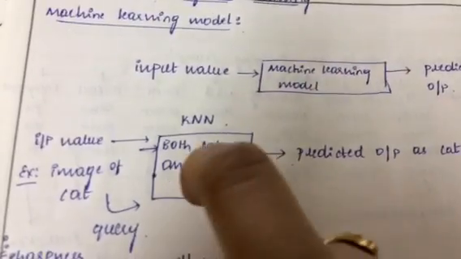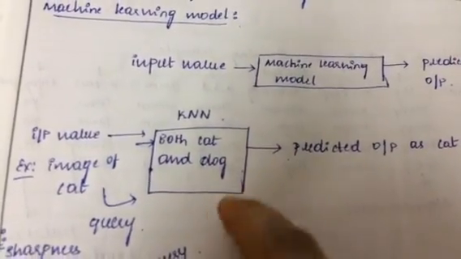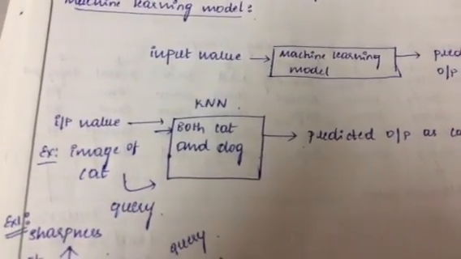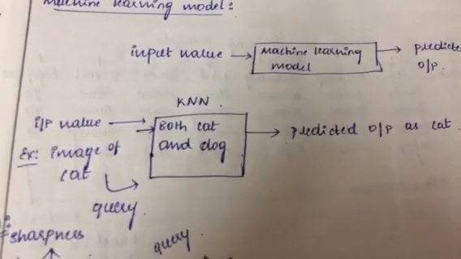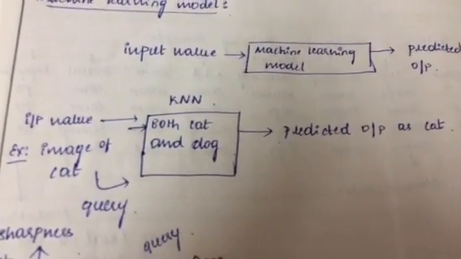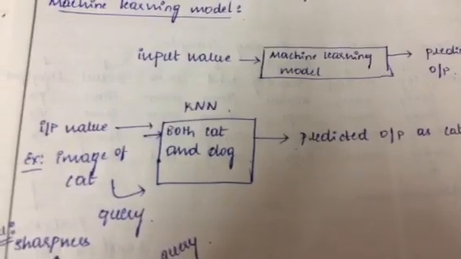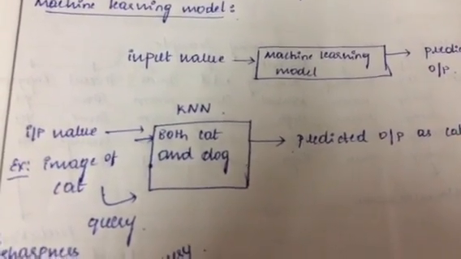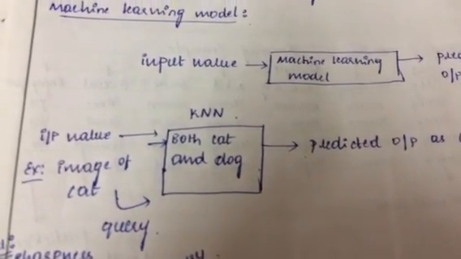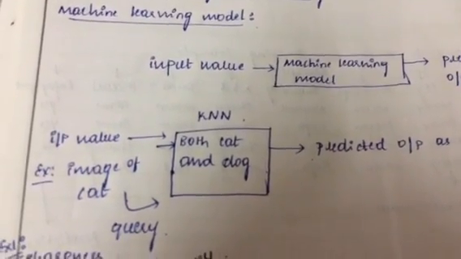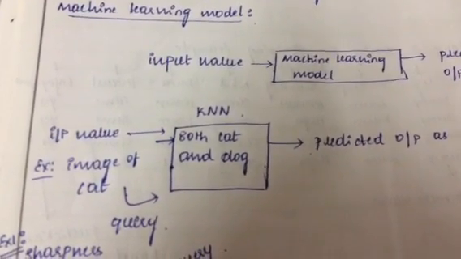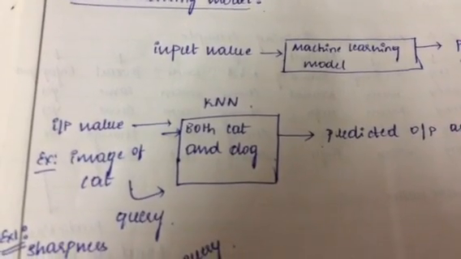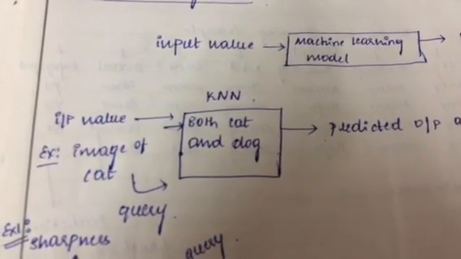In the same way, the images of a cat and a dog will be present. Suppose I give a new query, an image of a cat. Now the machine will be able to classify it and predict the output: yes, it is an image of a cat. Now how is it done? It is done by using the KNN algorithm, that is, the K nearest neighbor algorithm. KNN is purely based on feature similarity, and based on this we are going to do the classification.